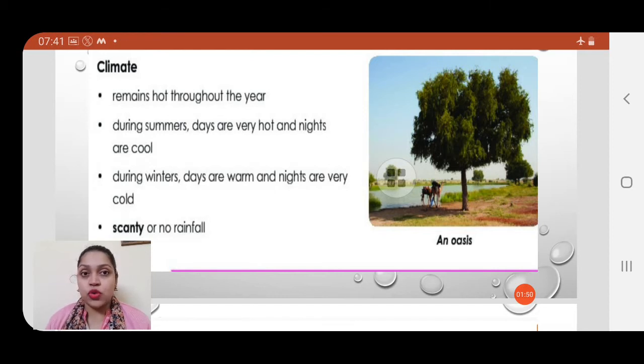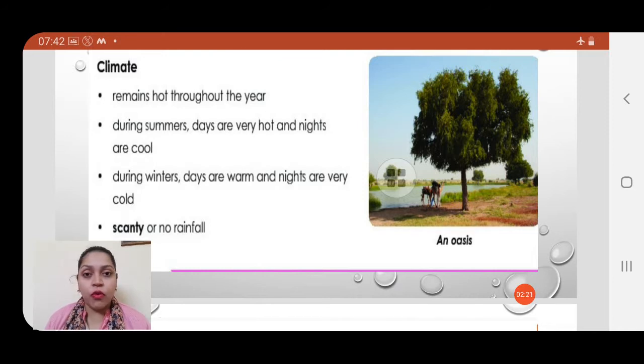But number 2, during summers what happens? Days are very hot and nights are cool. And during winters, days are warm and nights are very cold. And number 4, scanty or no rainfall. Scanty means little or no rainfall in the desert.